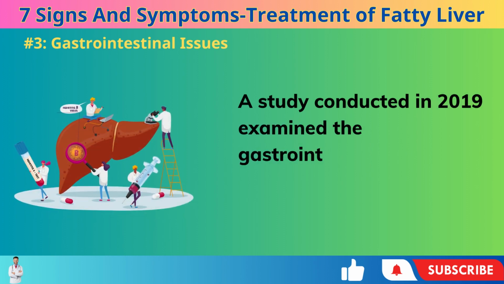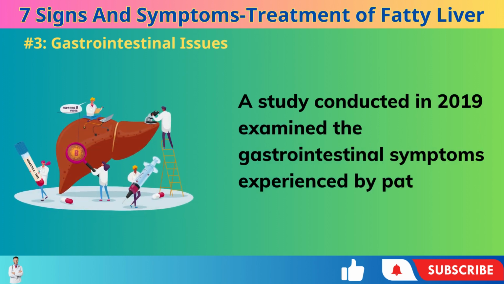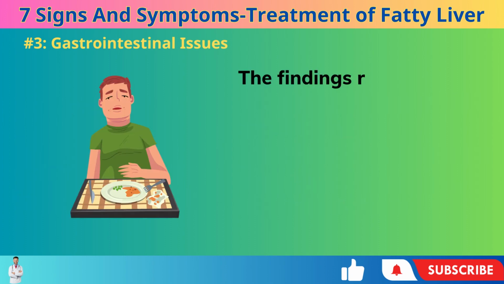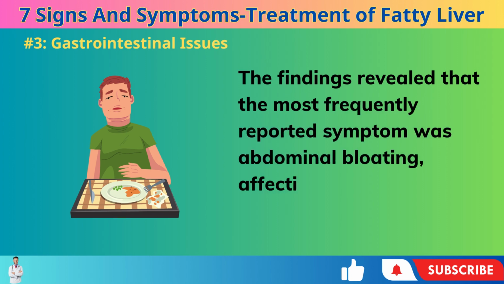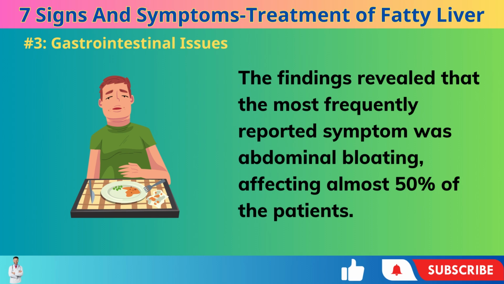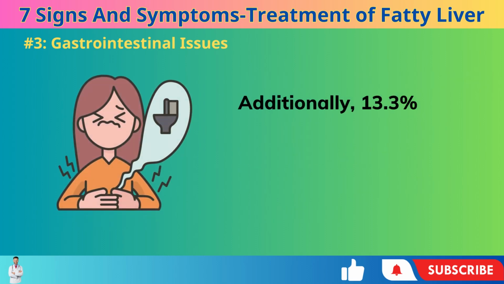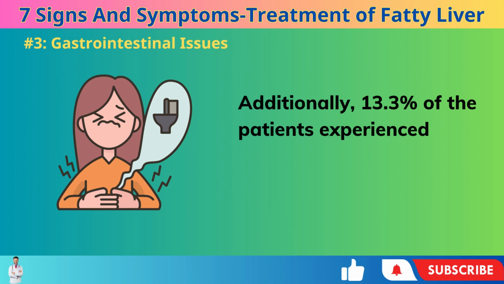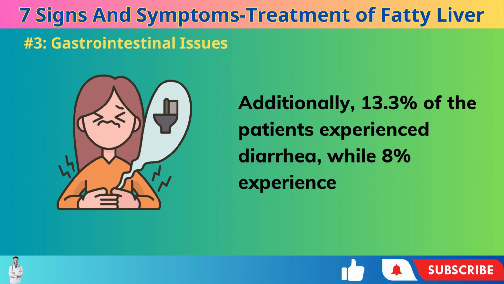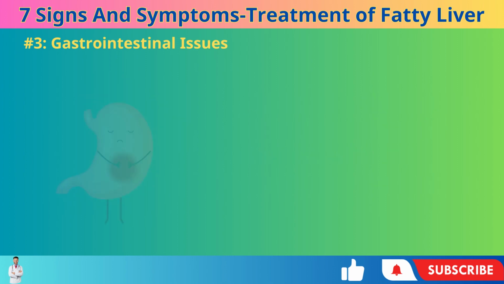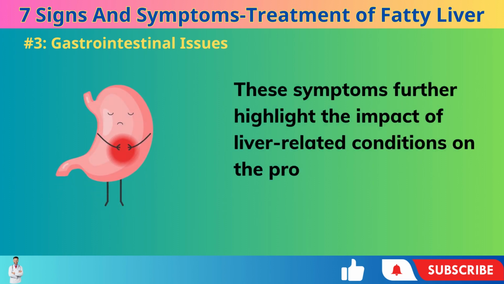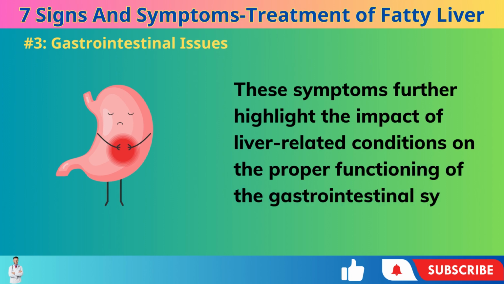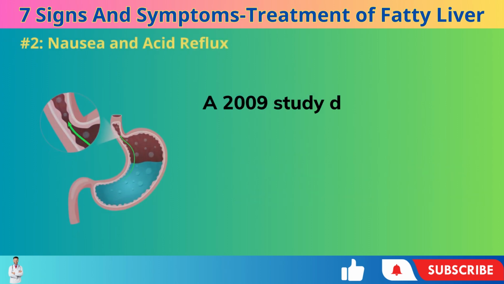A study conducted in 2019 examined the gastrointestinal symptoms experienced by patients with liver cirrhosis. The findings revealed that the most frequently reported symptom was abdominal bloating, affecting almost 50% of the patients. Additionally, 13.3% of the patients experienced diarrhea, while 8% experienced constipation. These symptoms further highlight the impact of liver-related conditions on the proper functioning of the gastrointestinal system.